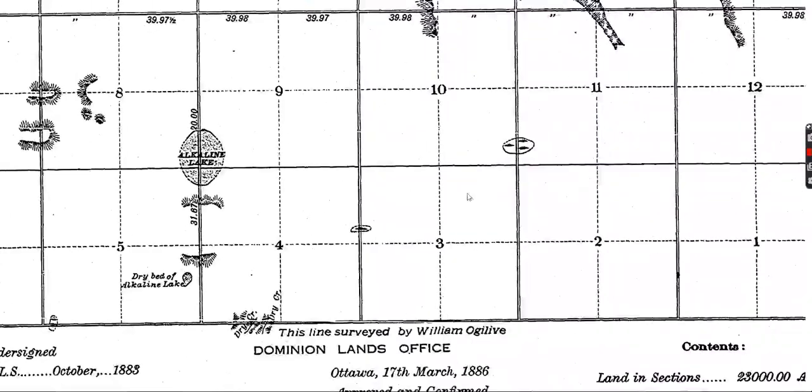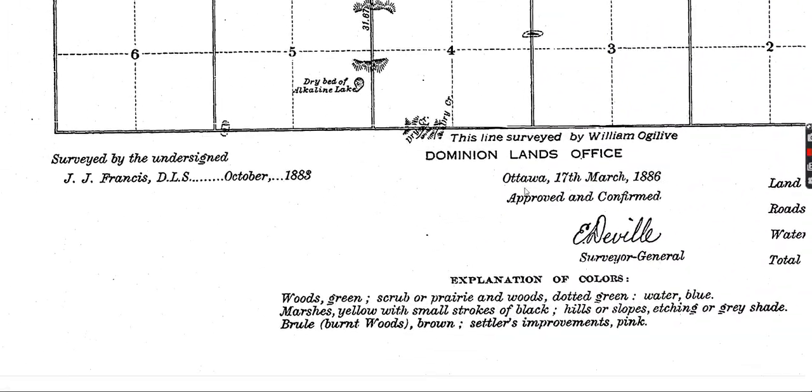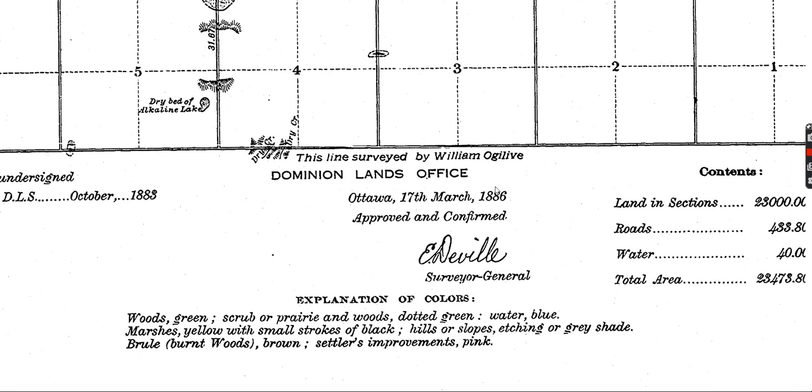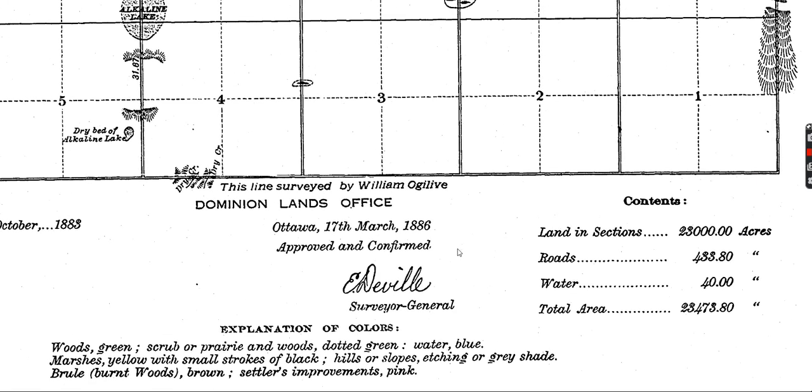So here, this one was made in 1983. It was originally surveyed. It got to the Ottawa office in 1886 and was confirmed at that point. It used to be in color. We don't have color anymore, unfortunately. And then it gives you the other measurements that are here.